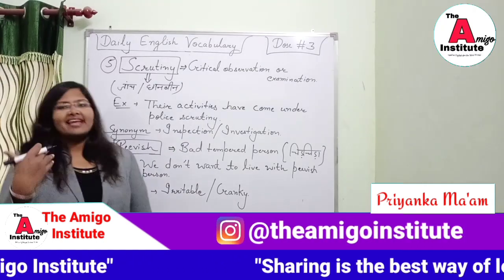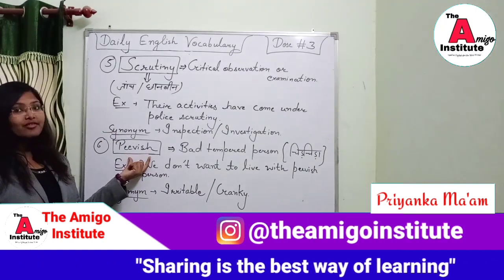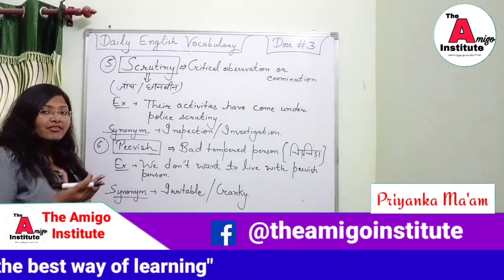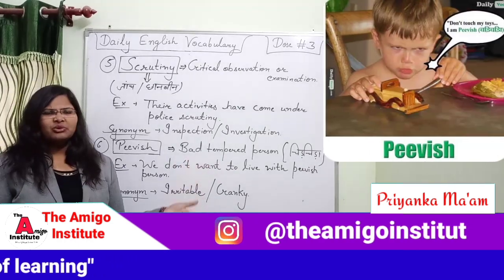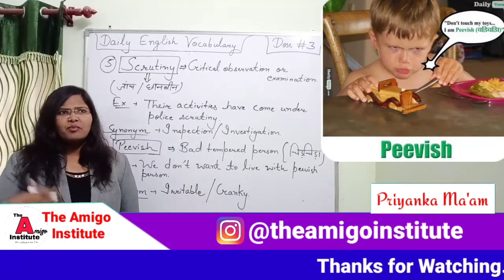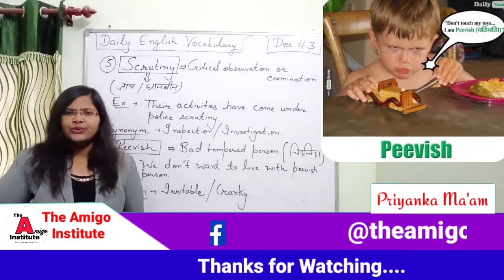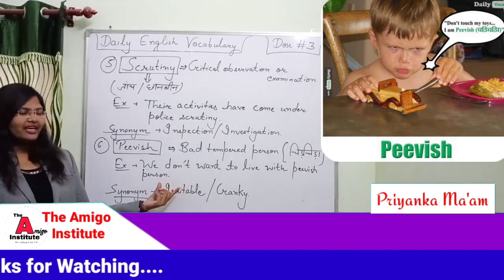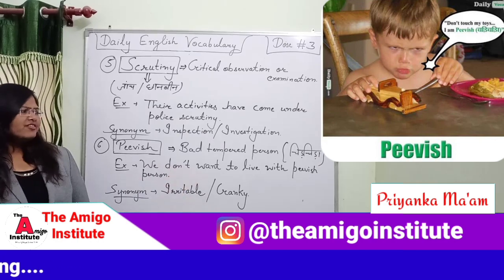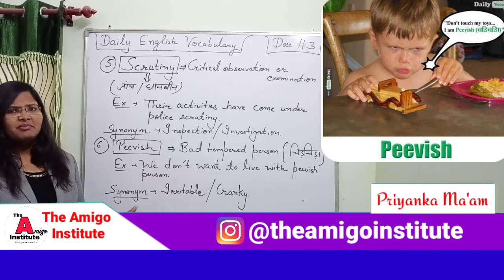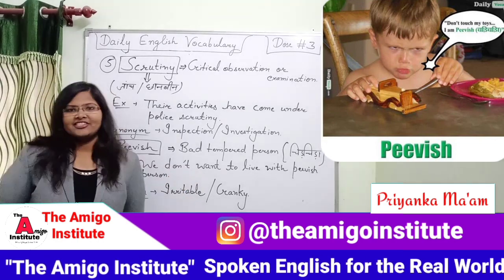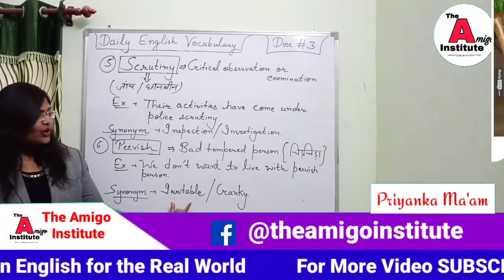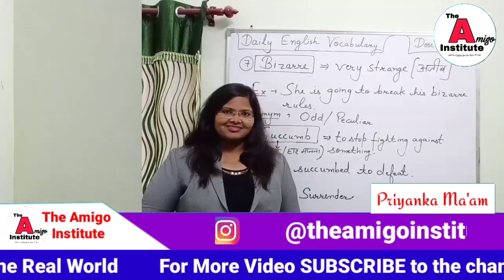So moving to our next word, which is peevish. Repeat after me, peevish. Peevish means a person who is bad-tempered, जिसे बहुत ज़्यादा जल्दी गुस्सा आता है and you can say चिड़चिड़ा. So example of peevish is we don't want to live with peevish person. हम एक चिड़चिड़े person के साथ नहीं रहना चाहते. Let's take its synonym, which is irritable or you can say cranky.